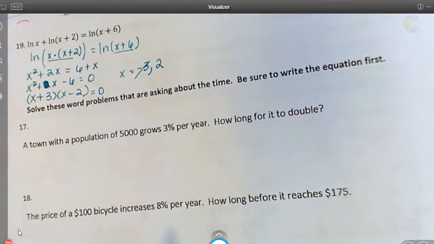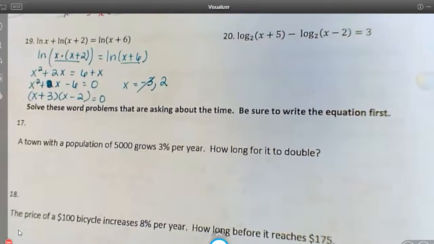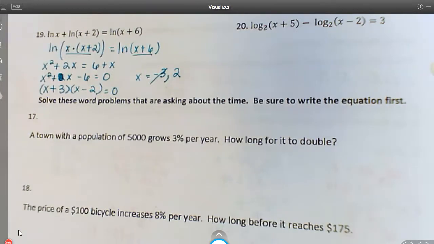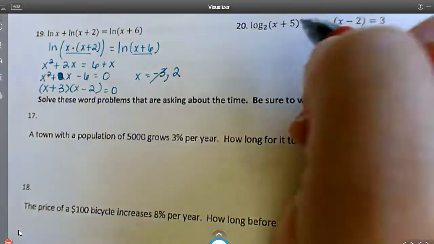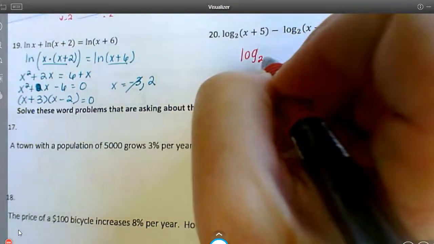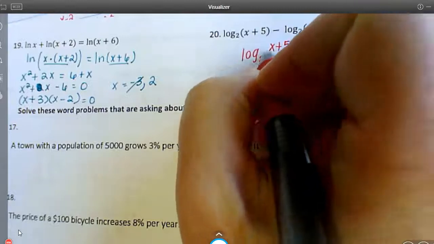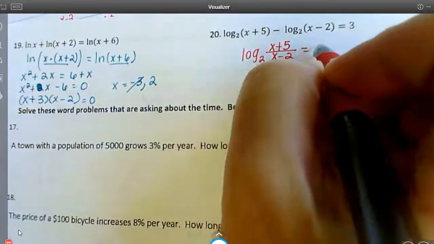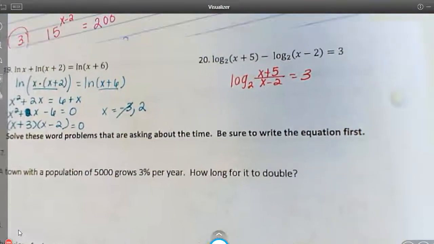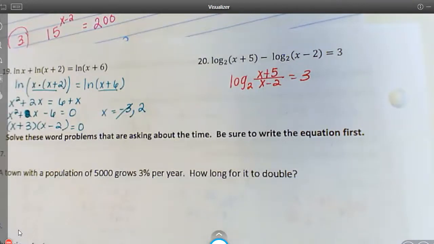So that's a case where we use the log properties to put it together. 20 is a similar kind of question. We still want to use those log properties to put it together. So how can I put that together? It's got a minus between it. Let's make it a divide. So log base 2 of x plus 5 over x minus 2. It may look a little bit more complicated. I don't have logs on both sides, so I can't just say something equals something.